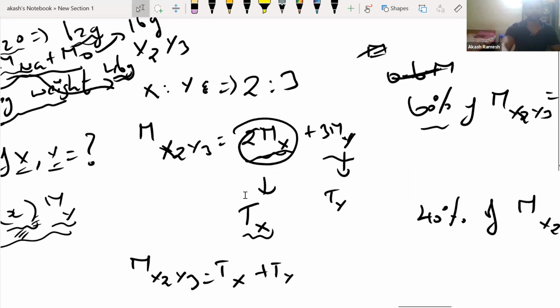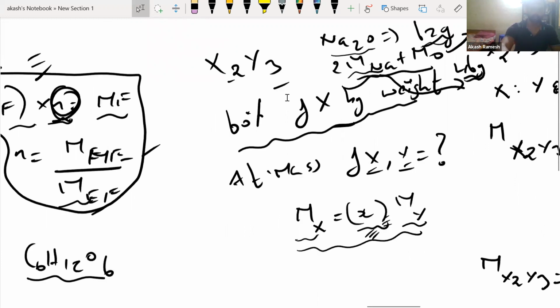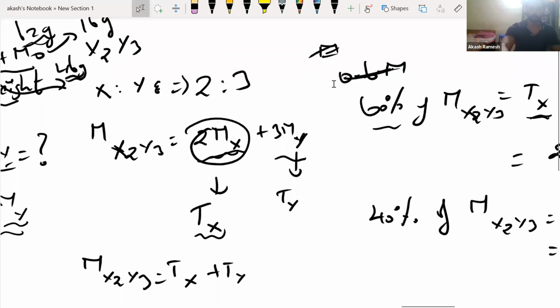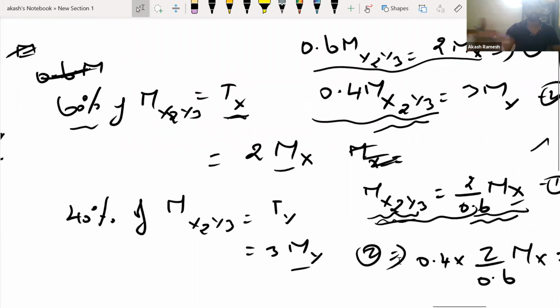Now, in the question it is given that 60% of total weight of the molecule is X. So I wrote 60% of molecular mass is the total mass of X, and that total mass of X is nothing but 2 into atomic mass of X. Same way, the rest 40% will be Y, so I can write it as Ty, and that is again 3 into atomic mass of Y. And that's it. Next is solving the equations.